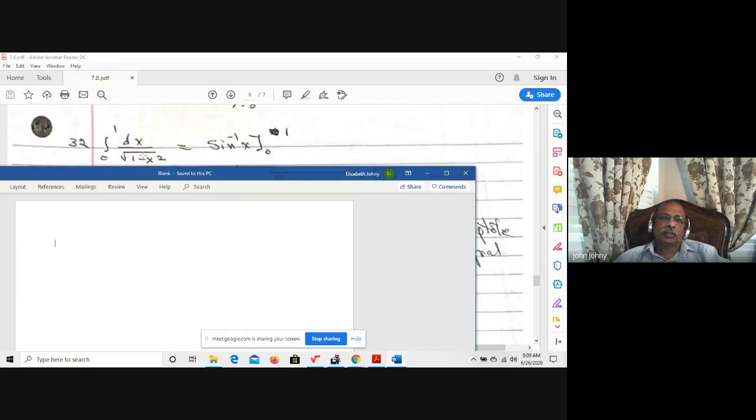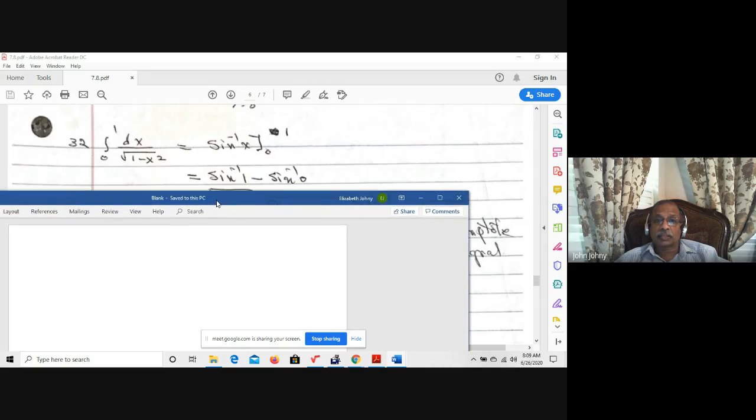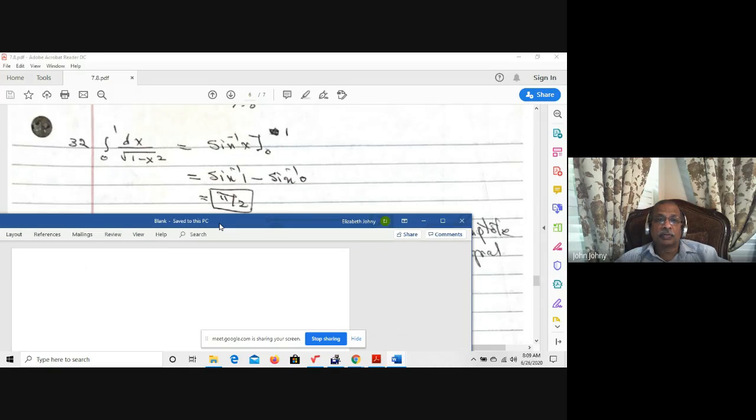Integral from 0 to 1 of dx over square root of 1 minus x squared. This also is an improper integral because there's a vertical asymptote at x equal to 1. But you have a direct formula. This is sine inverse x from 0 to 1. That is sine inverse 1 minus sine inverse 0, which is pi over 2.